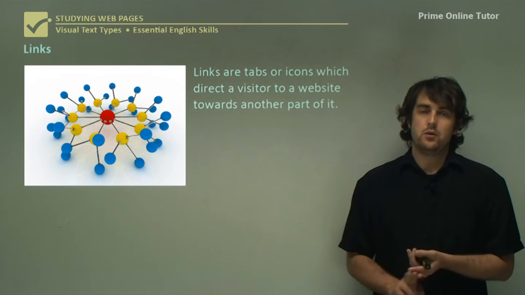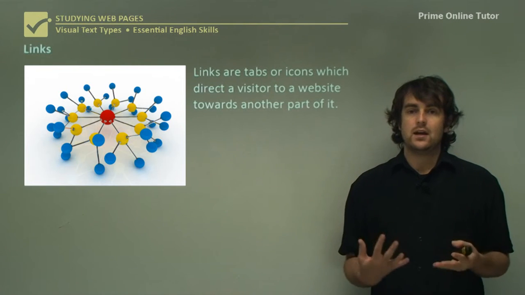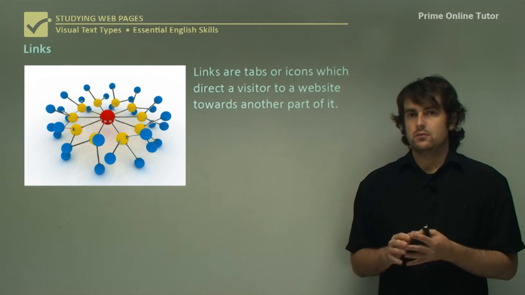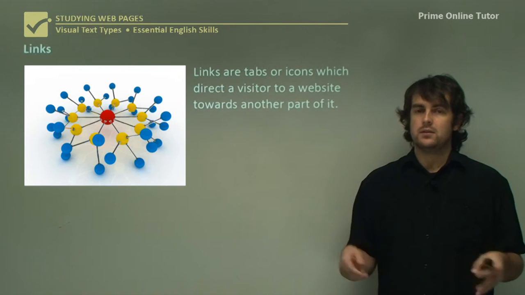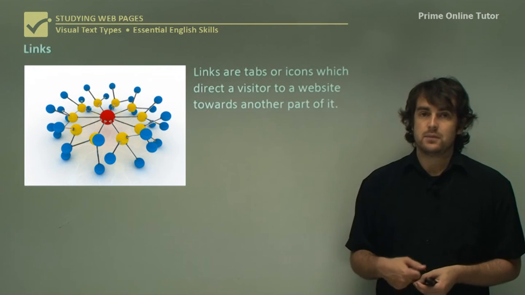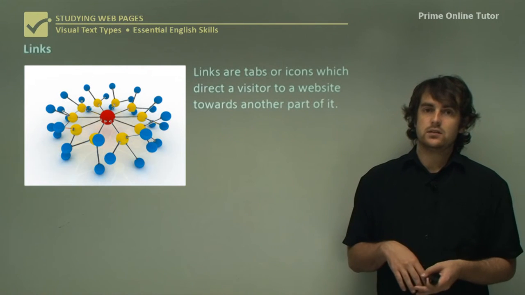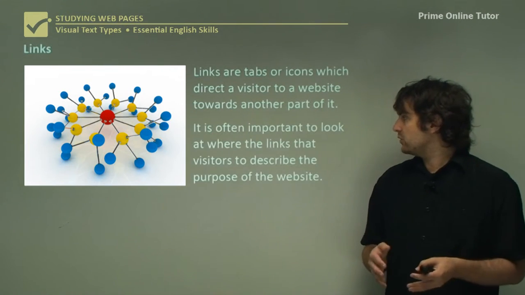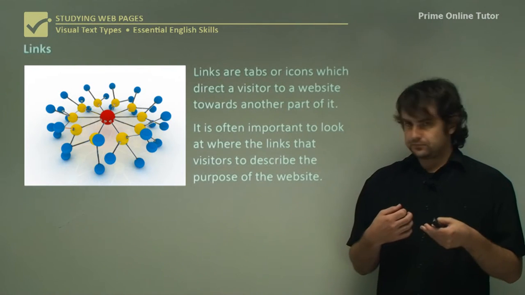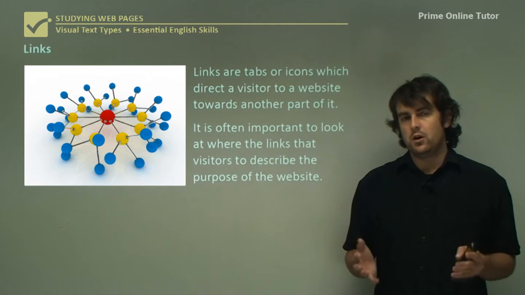And even if that purpose, as I said before, is purely for entertainment, then what they're trying to get you to do is come back to their website to be entertained time and time again, because that means that they can sell space to advertisers, and obviously it means their website can be successful. So it's often important to look at where the links go to, as I said, to describe what the purpose of the website is.